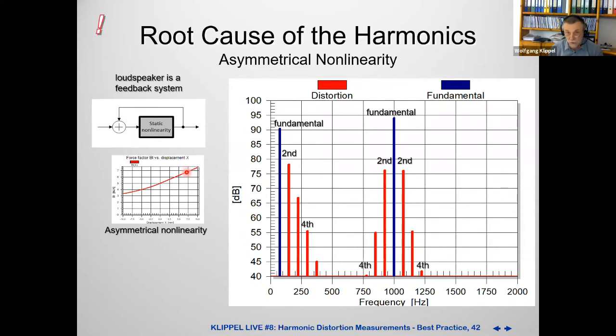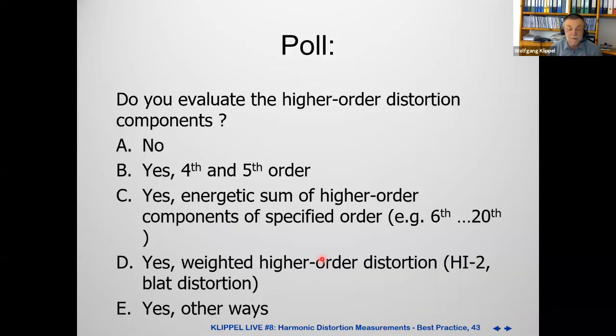That's very important for transducers. Sometimes you read in some books, you get only second order distortions, only even order distortions from asymmetrical nonlinearities. That's not true. You get also third and fifth. Okay, but that's quite simple, and you should consider that.